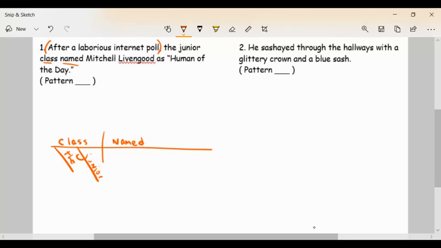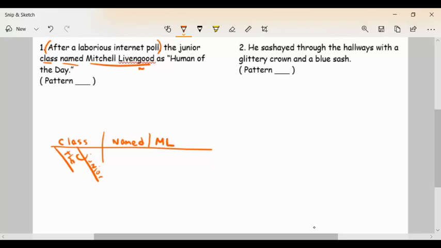And then I have a noun after it. And then I have this as. And the word as can be a preposition, but we also know it's a good sign that it's probably going to be like one of those pattern 9s or 10s. And so I realized that human of the day is renaming Mitchell. So I'm like, oh, it's one of those weird 9s or 10s. So I'm going to put my straight line here, as straight as I can be here. And I'm going to put Mitchell here. I'm going to do ML for Mitchell.